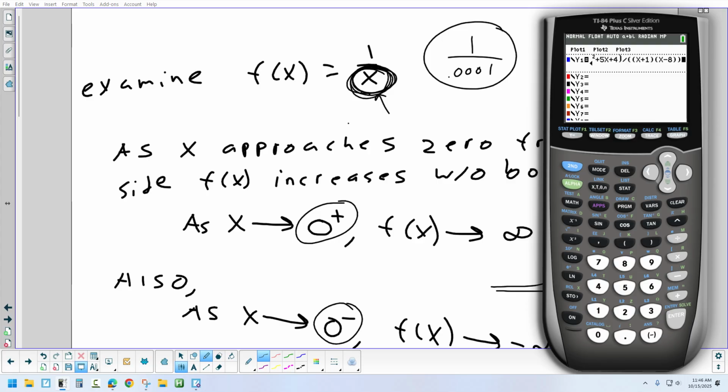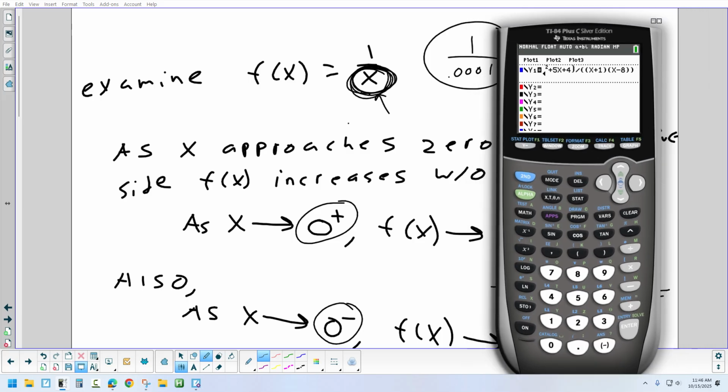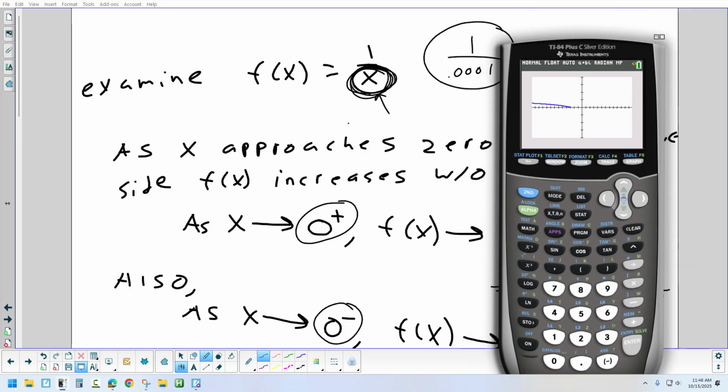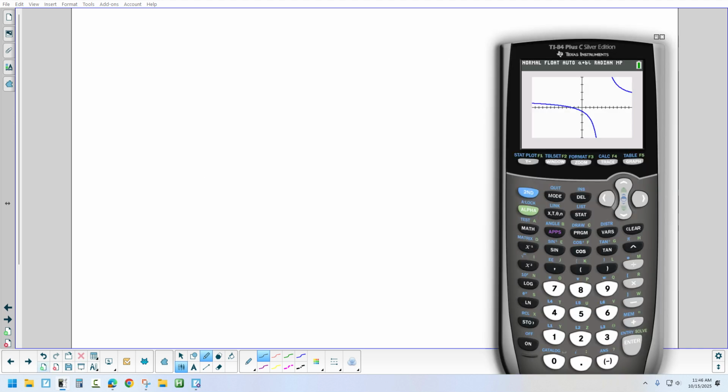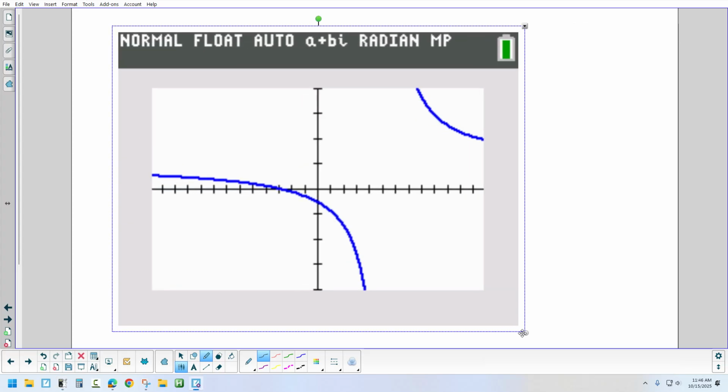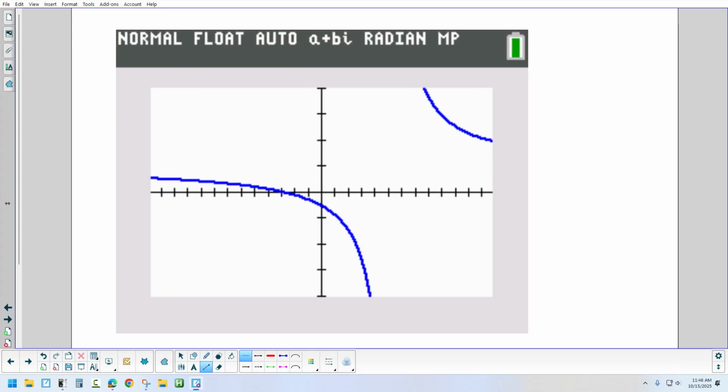Yep. 2 values. What would be the 2 values? -1 and +8. So how many vertical asymptotes do you think this one will have? 2. All right. Let's graph it and let's see what happens at -1 and +8. Let's look at that. Well, definitely have a vertical asymptote at +8. Okay, I can see that one, right?